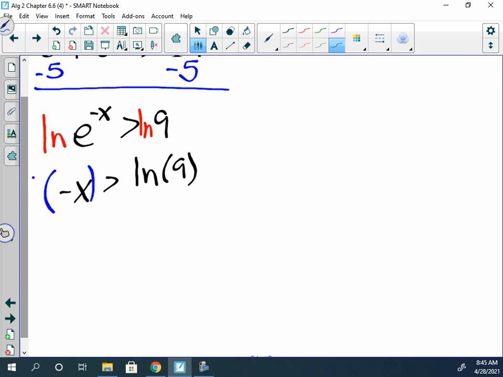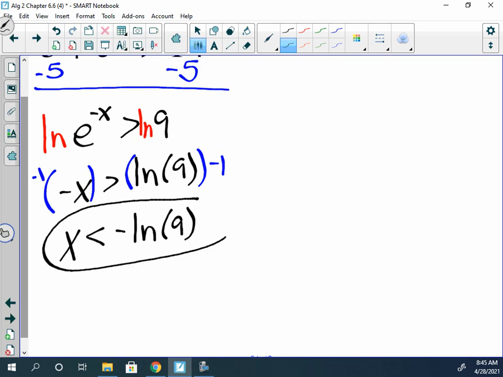Then we can multiply both sides by negative 1. Dividing by negative 1 will do the same thing. And this will tell us that x is less than negative ln of 9. And that's it. At this point, we can actually go on and plug negative ln of 9 into the calculator. And that's all we'd have to do. Any questions on any of this here?